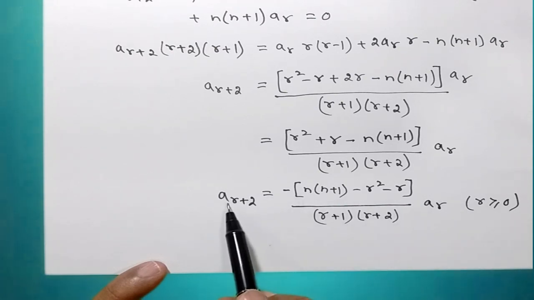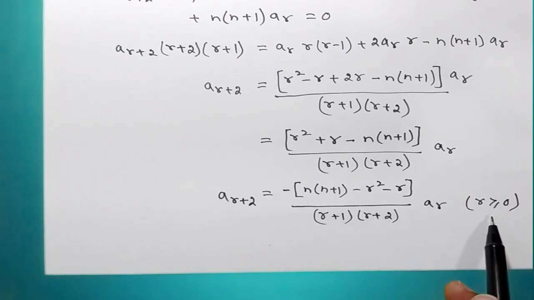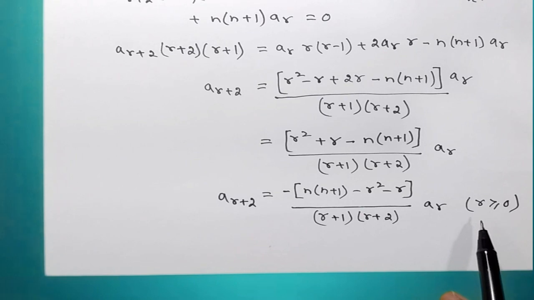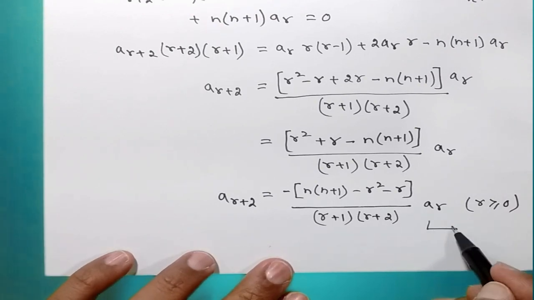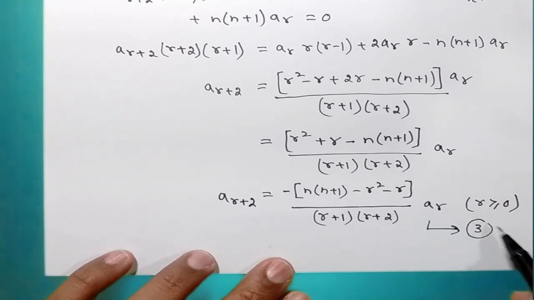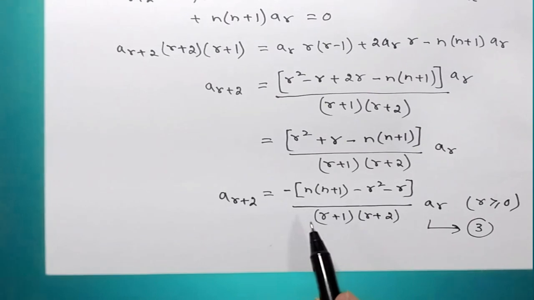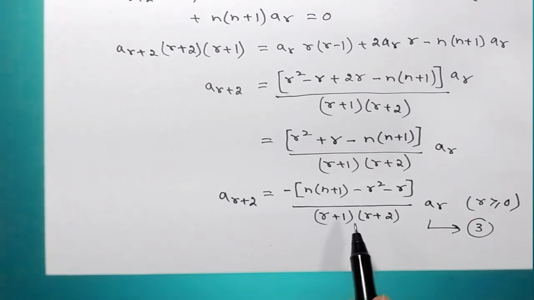If you put r as 0, it becomes a2. r as 1, it becomes a3. r as 2, it becomes a4, and so on. That is the reason why I am taking r as greater than or equal to 0. So that is the general expression of a_(r+2) you have got. Let us take this as, say, equation number 3. Now I'll take r as 0, 1, 2, 3 and so on, and try to find the specific values of a.